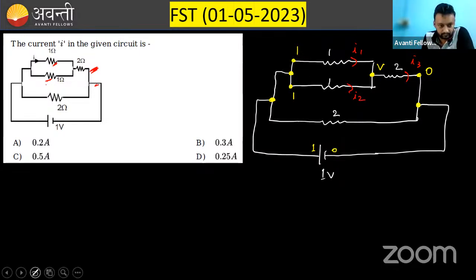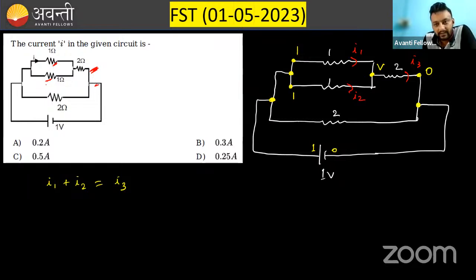Now, everybody knows Kirchhoff current law, that is KCL. What it says: current entering the junction is equal to current leaving the junction. So at the junction of potential V, current entering the junction is I1 and I2. It should be equal to current leaving the junction, that is I3. Is there any problem in this? I1 plus I2 is equal to I3. This is nothing but KCL.